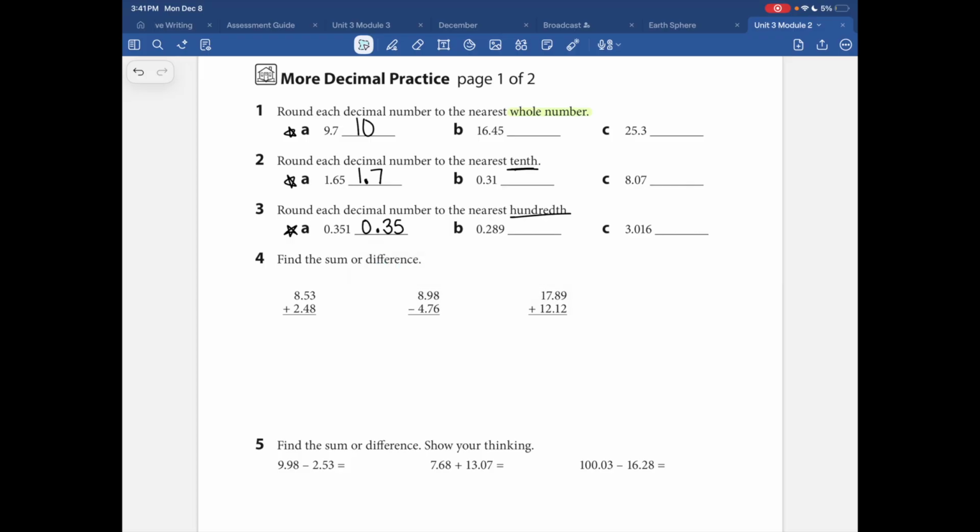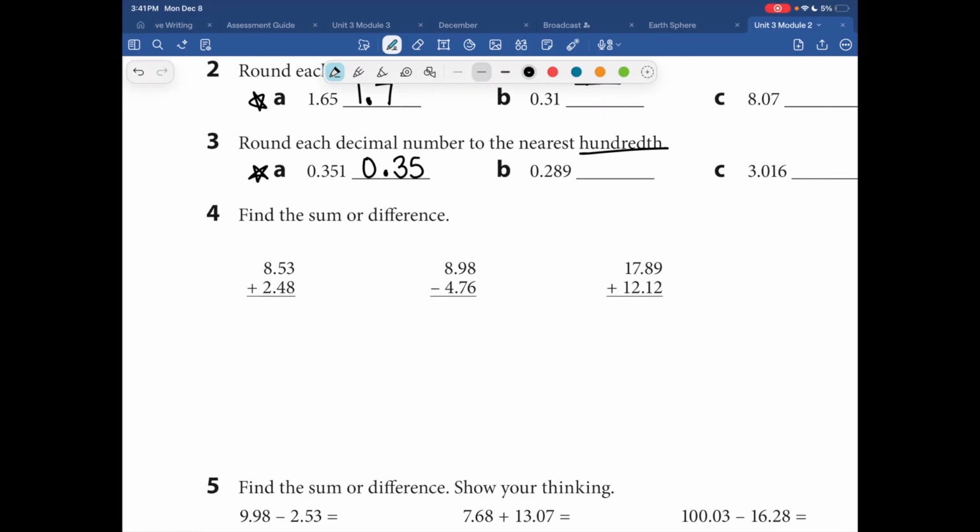Sorry. All right, number 4 says find the sum or difference. It's already stacked for you. If you're someone who likes to carry, go ahead and do that. I want to remind you of one of the strategies that we've done in class, which is the give and take strategy. So for example, I could take away 2 hundredths from this and give it to the other one. I should have written it on the other side, sorry.